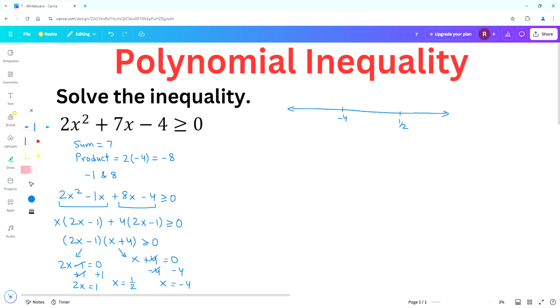On the left side of -4, we can use the test value -5. Between -4 and half, we can use the test value 0. To the right side of half, we can use the test value 1. We should sub in these test values one by one in the given inequality. Let's start with the test value -5. We should sub in x as -5.